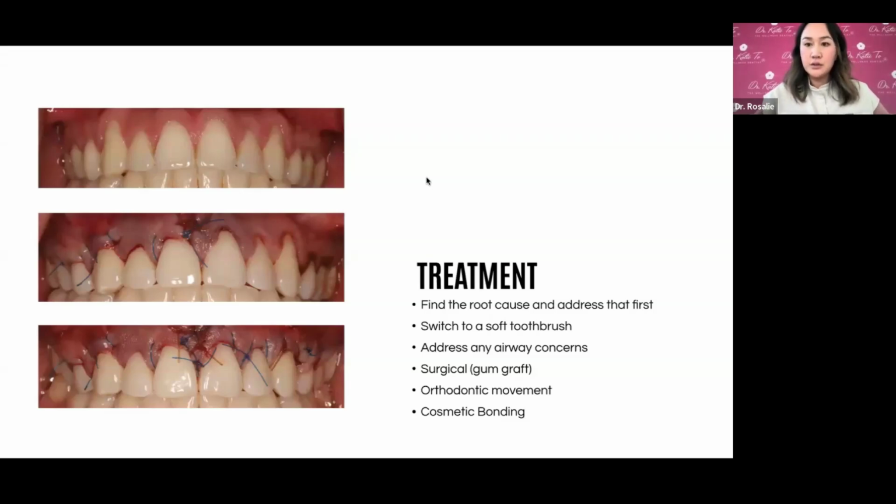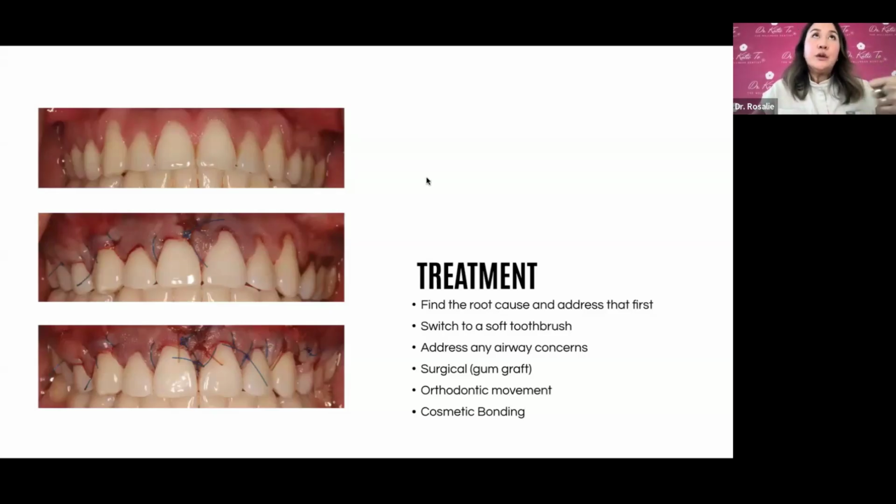First, I ask, are you brushing with a soft bristle toothbrush? Is it a hard toothbrush? Or is your airway an issue? The reason why airway could be an issue for patients with recession is because when you have a constricted airway, and I'm not going to go into detail about this because I'm talking more about the gum grafting aspect of it, but when you have a constricted airway, number one, you tend to sleep with your mouth open because you can't breathe at night, you're snoring.